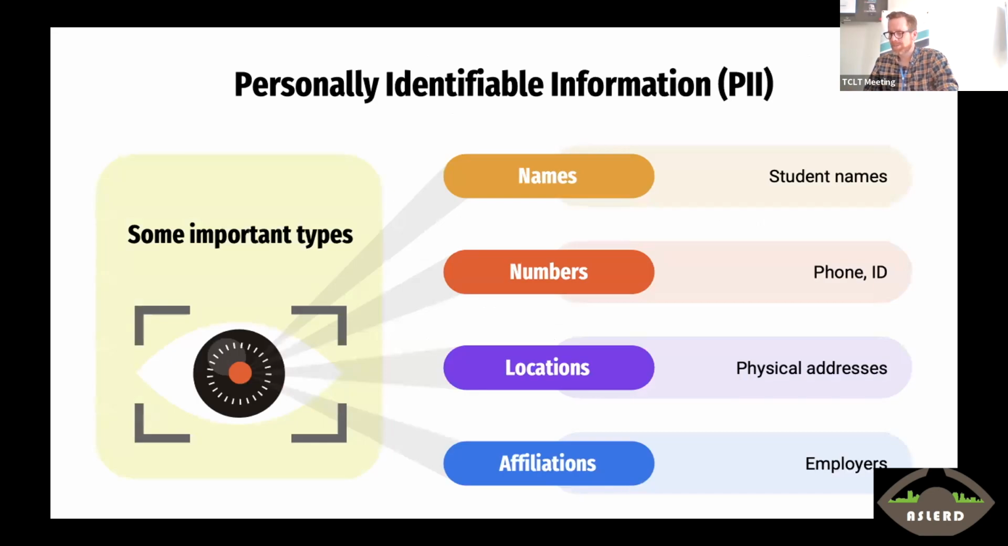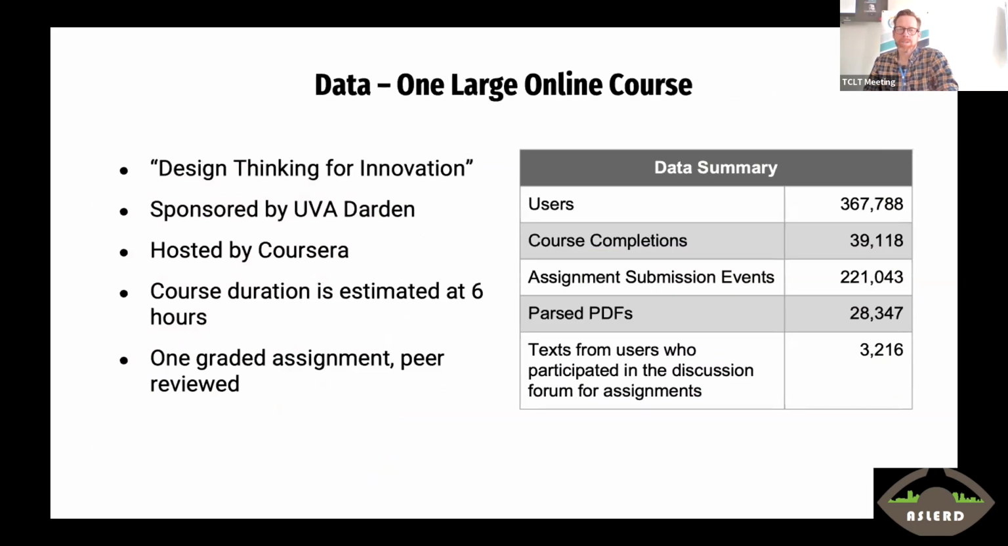So this is what personal identifying information looks like. We can, of course, have names. Students can put in phones or numbers or IDs, locations, or even affiliations. And we need to be able to annotate, classify, and try to remove this information. We're going to really focus on names here. All right, so this is our data.